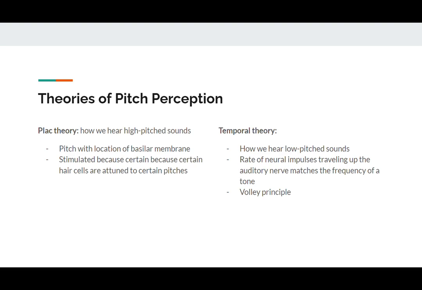Now we have two theories of pitch perception. So how do we actually hear different pitches? The first one is place theory.